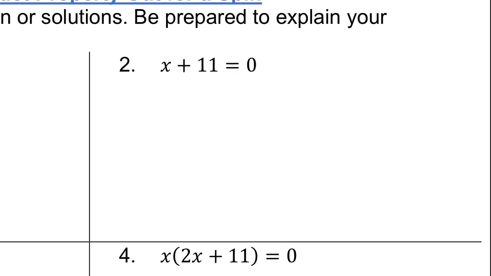Number 2, we have x plus 11 equals 0. So we can draw that line through the equal sign, subtract 11 from both sides. Those will cancel, and we get x equals negative 11.